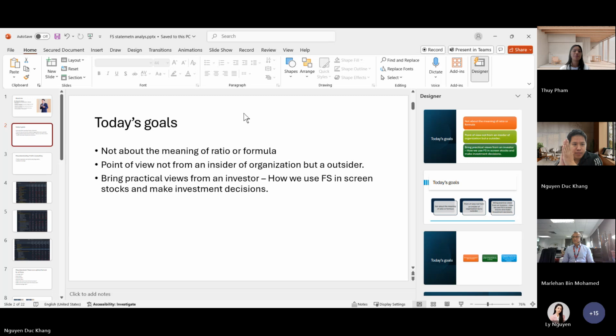And more particularly, I'm going to bring the view of an investor: how we can use the financial statement to screen stocks, to find the stock that we want to buy and make an investment decision. That is today's goal of my sharing.